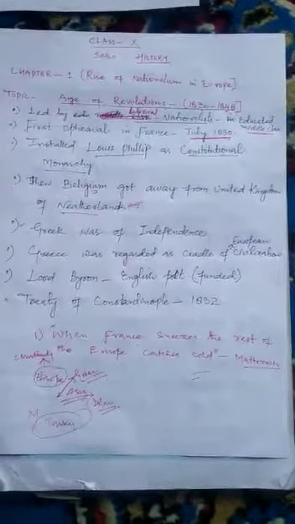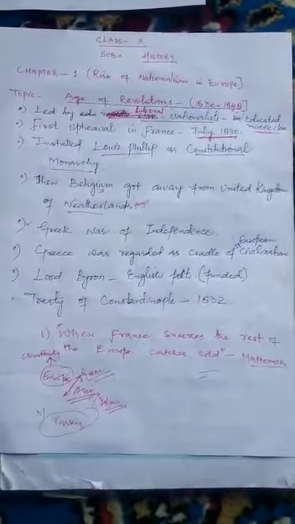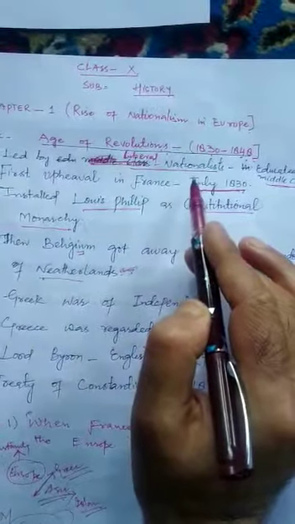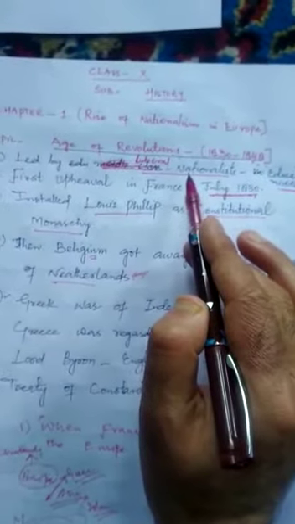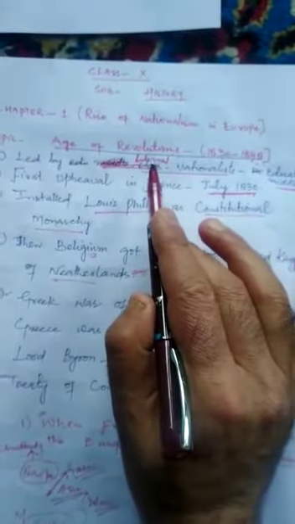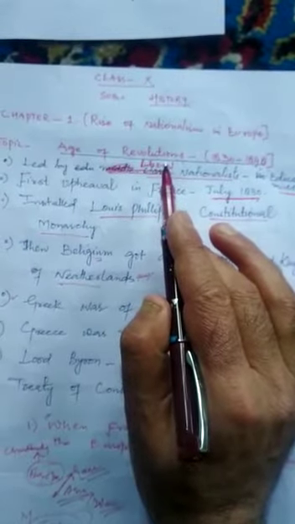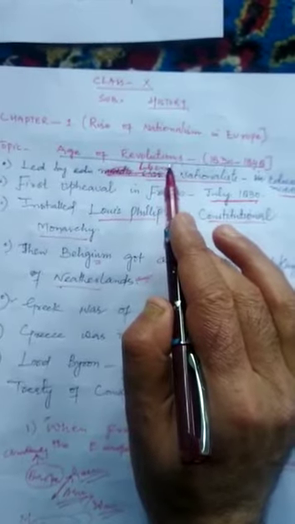So what is the Age of Revolutions? The Age of Revolutions refers to the revolutions started or led by liberal nationalists. Who are liberal nationalists? Liberal nationalists were the people who were opposing the new conservative order which had been established after 1815, after the Congress of Vienna.